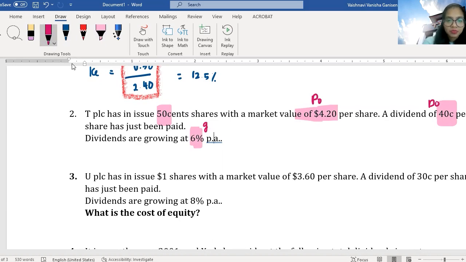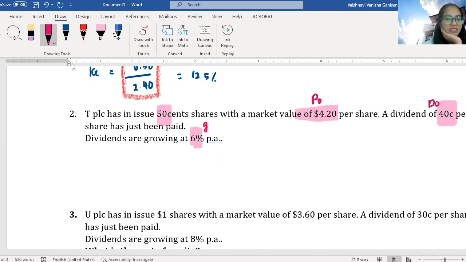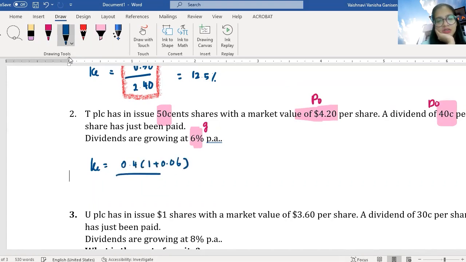To calculate it, similar methodology: KE equals 0.40(1+0.06) over 4.20 plus 0.06. The only difference is this has growth; the previous question did not have any growth. So this return would be 16.1%.